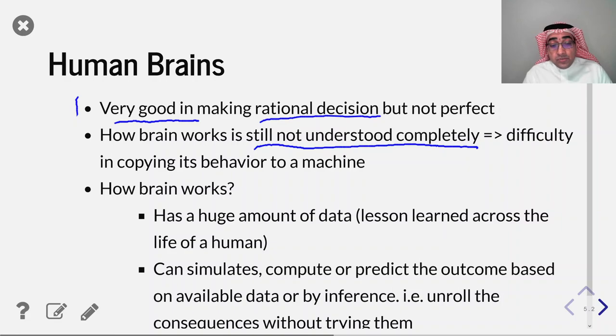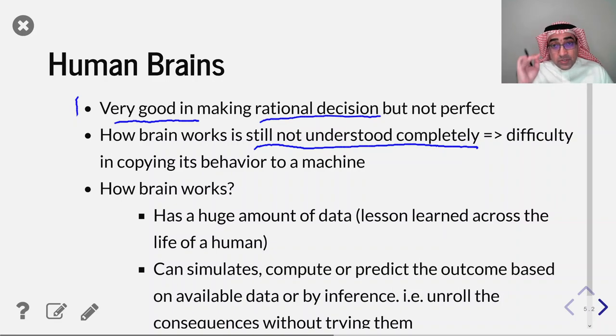For example, when you're driving a car on a road with a speed limit of 100 kilometers per hour, and you have a doctor's appointment and you want to get there as fast as you can, your rational decision would be that you will never go beyond 100.